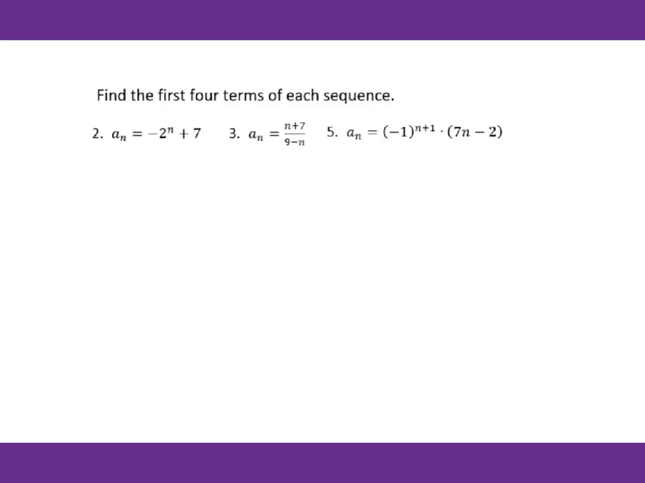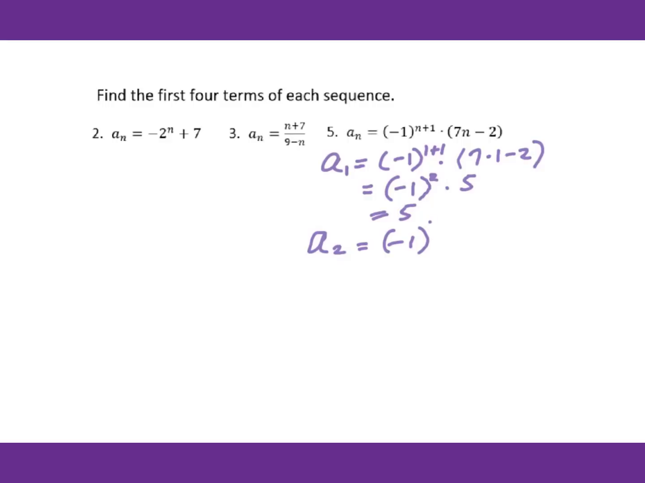Now for number 5, a sub 1, that's the first term. Negative 1 to the 1 plus 1 power times 7 times 1 minus 2. You will get negative 1 to the second power times 5. You will get 5. A sub 2 equals negative 1 to the 2 plus 1 power times 7 times 2 minus 2. You will get negative 1 to the third power times 12. Negative 12.